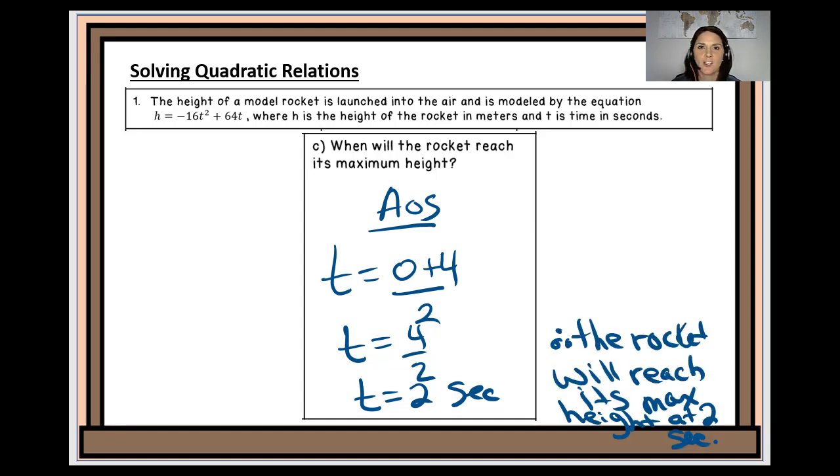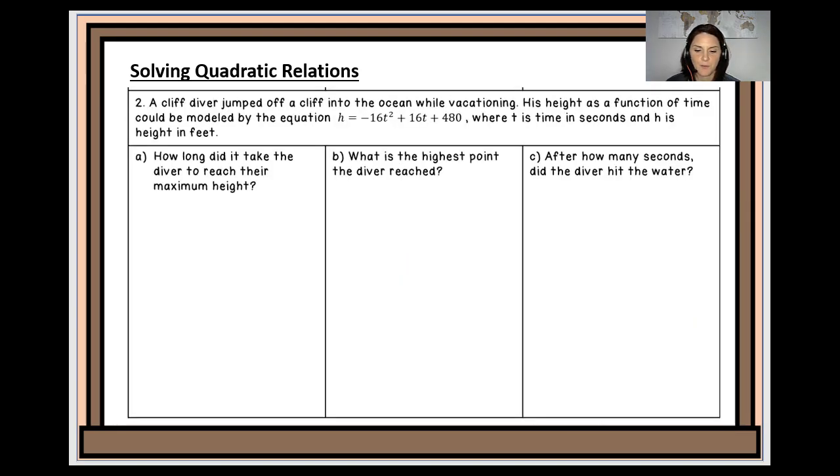Okay, let's go ahead and look at the next question. Question number 2. A cliff diver jumped off of a cliff into the ocean while vacationing. His height as a function of time could be modeled by the equation h is equal to negative 16t squared plus 16t plus 480, where t is time in seconds and h is the height in feet.